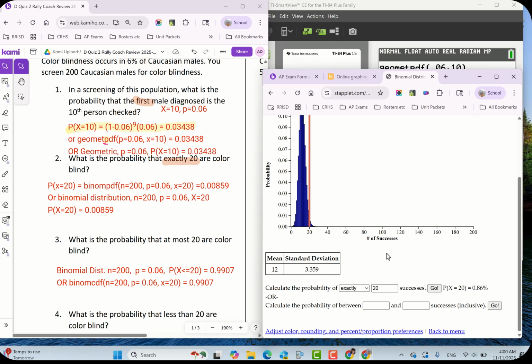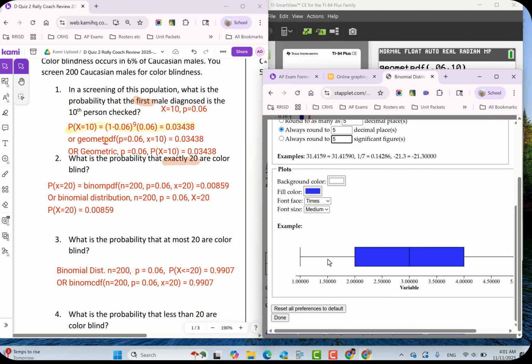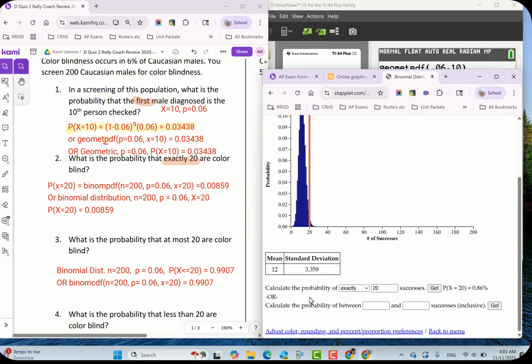Boom, there's your answer. You probably noticed the rounding's not so good, so let's do that. I personally prefer my answers as decimals. Let's say 5 digits of precision. I always just change all of these to 5, and then done, and then hit go. And you can see it's doing 0.0086.